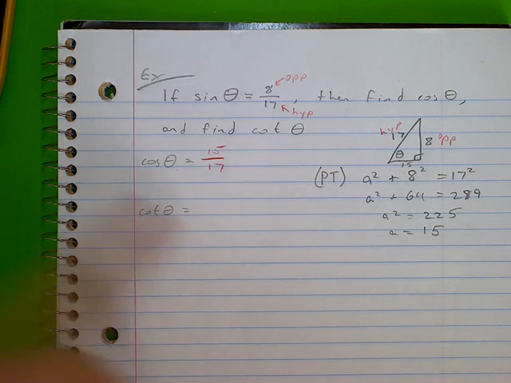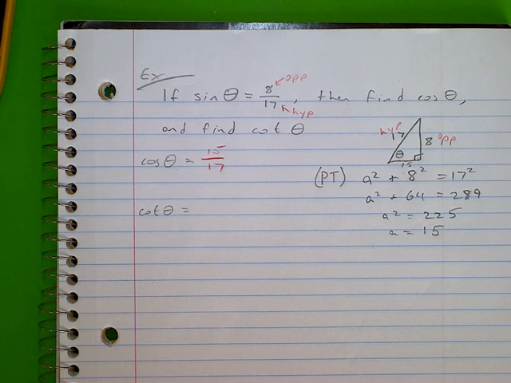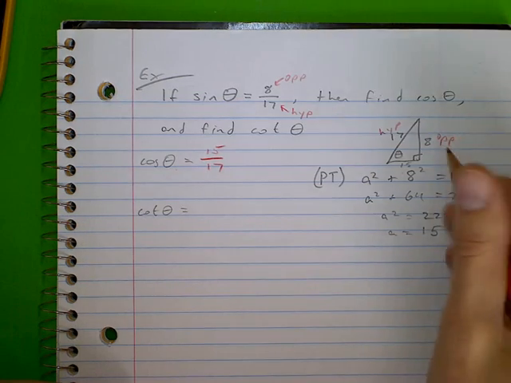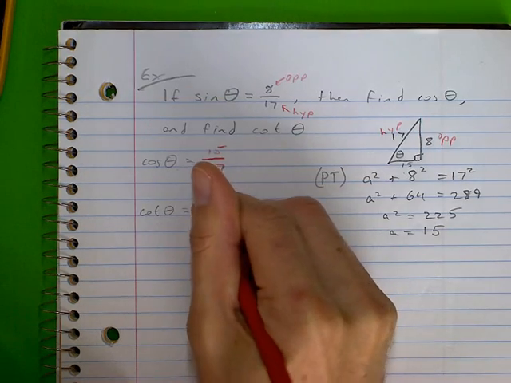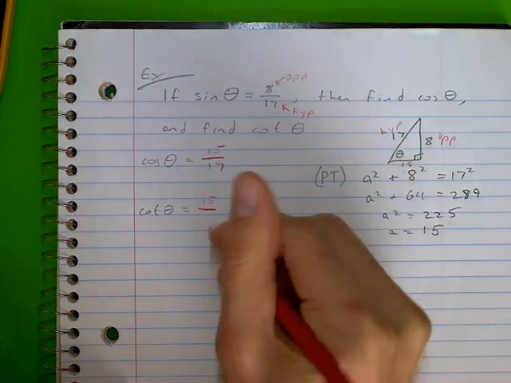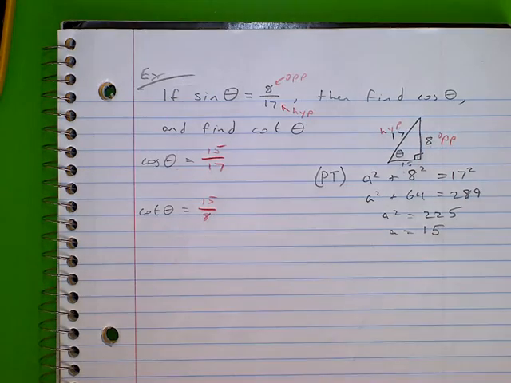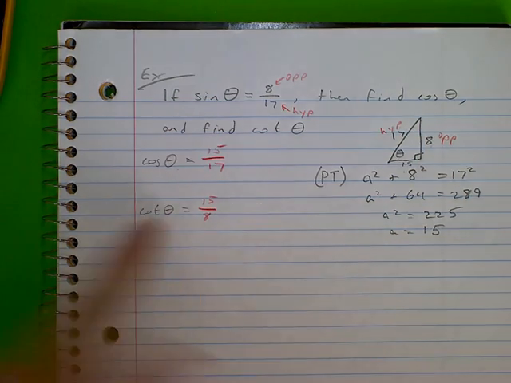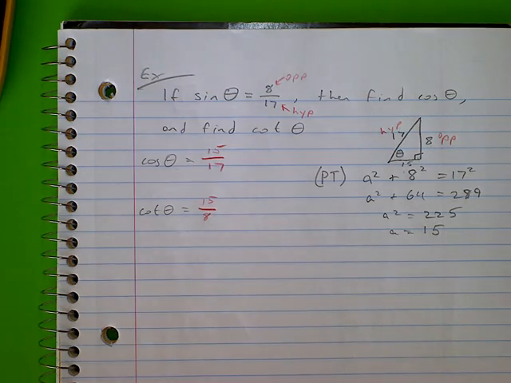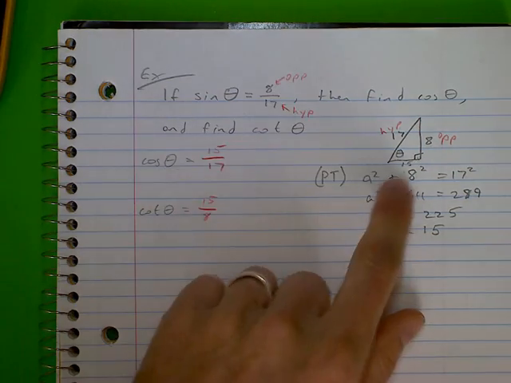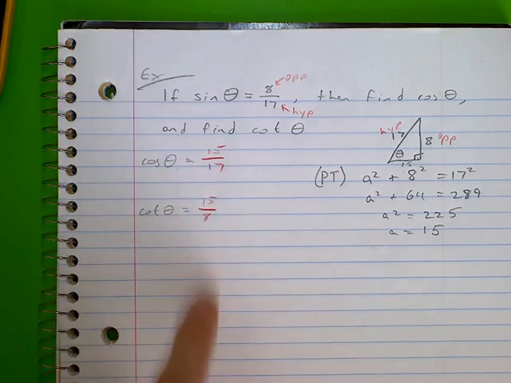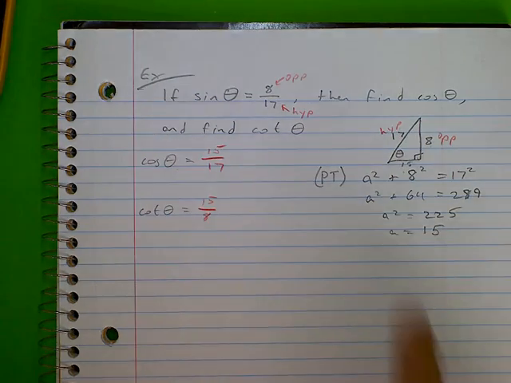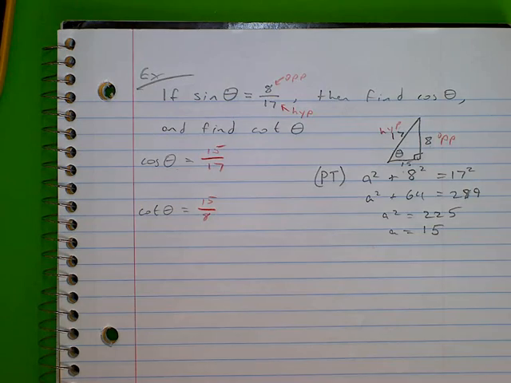What about the cotangent? That's what over what? Or which two sides? Yeah, cotangent is adjacent over opposite. Adjacent, 15. Opposite, 8. Okay, so that's cotangent. It's 15 over 8. Now, once you have all three sides, of course, I could ask you for any of the trig ratios. And if you have all the lengths of the sides, you can give those ratios.